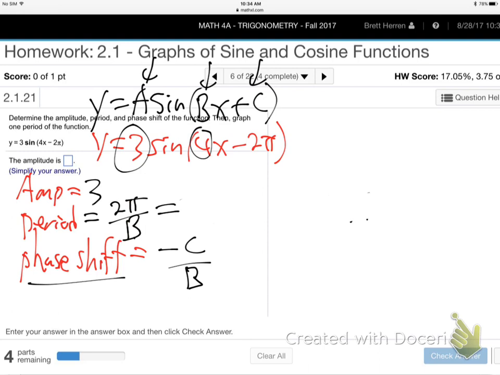I noticed, I was just looking at your book. Your book calls it B, so let's just call it B so it's consistent with your book. Different books call it different things. 2 pi over 4, as we already said, the period's pi over 2. So anyway, back to the phase shift.